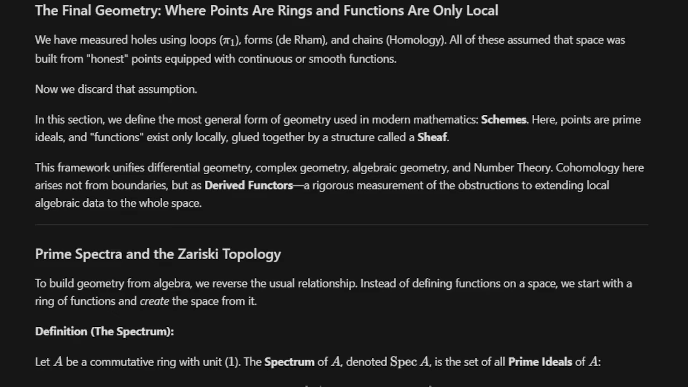So instead of defining functions on a space, we start with a ring of functions. And what we can do then is hallucinate the space that they must live on. Okay? So when we do this, we create something called schemes.